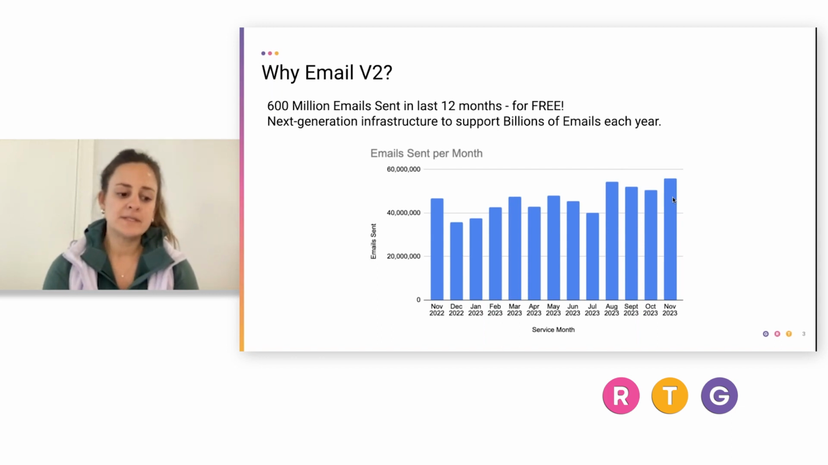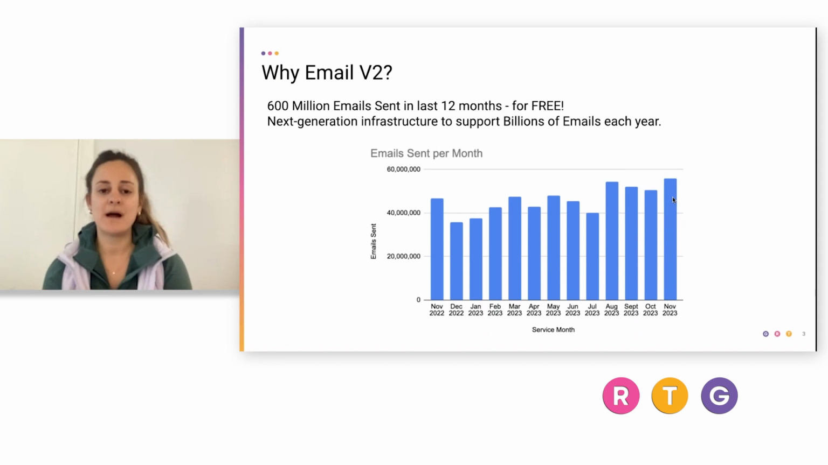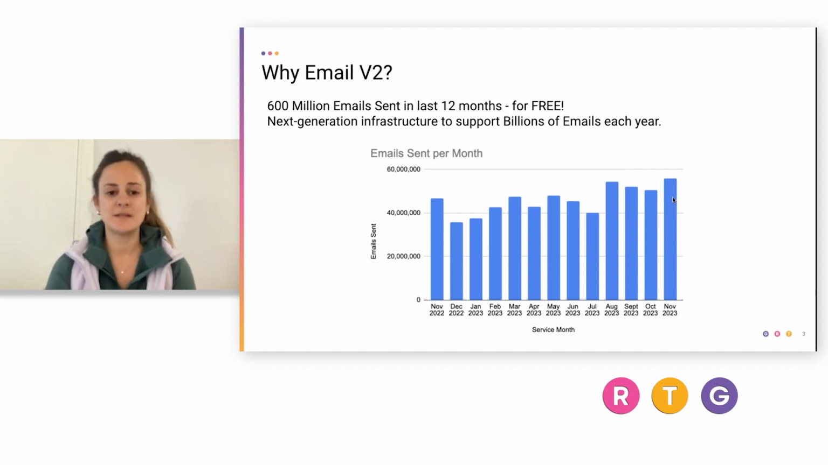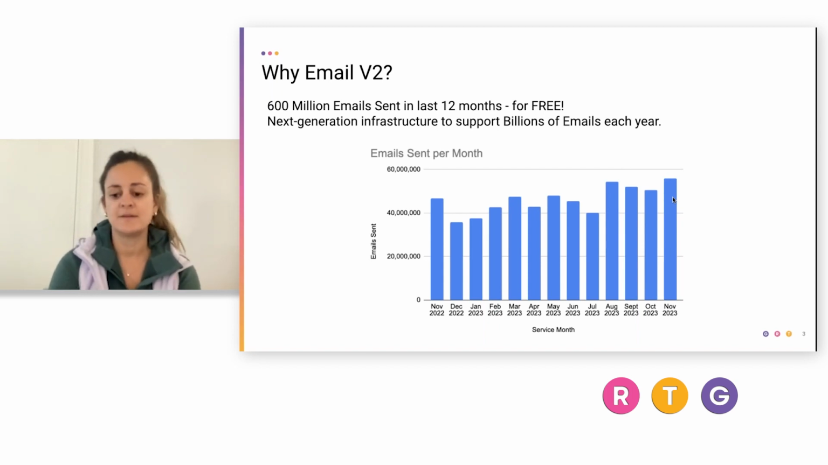And what we really wanted to do was make sure we had a long-term email marketing infrastructure in place, because this number is going to quickly grow to billions of emails that our platform is sending each year. And so Email V2 gives us that infrastructure and platform to support this really high volume of emails, because it is such an important piece for events to not just market their events, but also communicate with participants, volunteers, fundraisers.